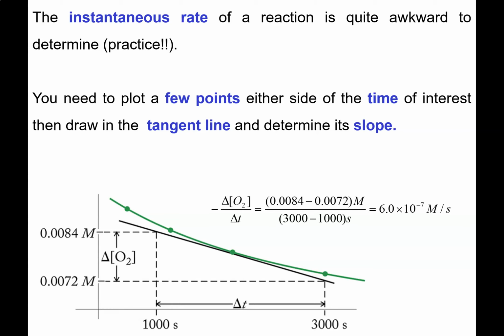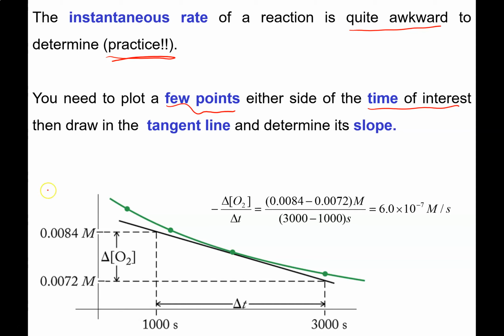So the instantaneous rate of reaction, just a little word of warning, it's quite awkward to determine. And so I would suggest practicing. You'll probably get one of these on the final. And like I said, you'll be given the chart, but you'll have to draw in your own tangent lines and figure out the slope of that. You don't need to plot necessarily all of the data that's given, but you need a few points either side of the time that you're interested in. And then you've got to draw the tangent line to those points and figure out its slope. And remember, the slope is just y step over x step.